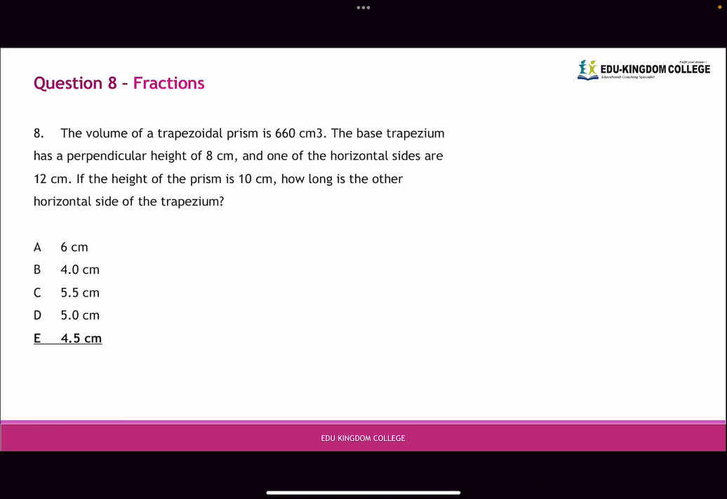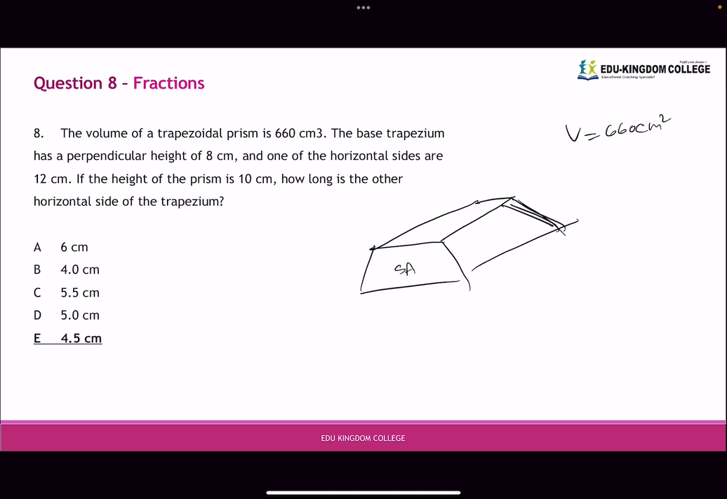Now, question 8, the volume of a trapezoidal prism. So trapezium and trapezoidal prism. Okay, 660 centimeters cubed. So that's just the area of the base shape times height or length. Okay, that's how you find volume.